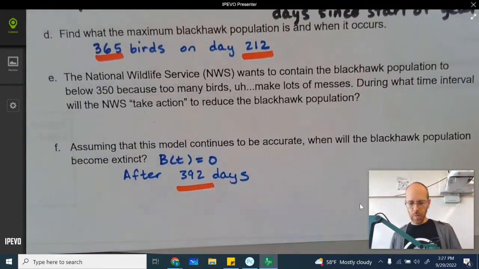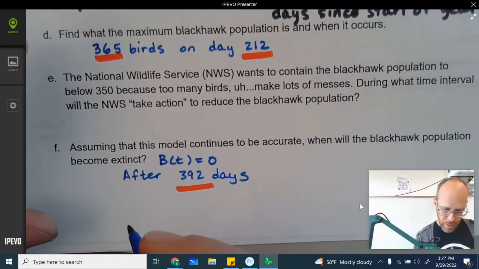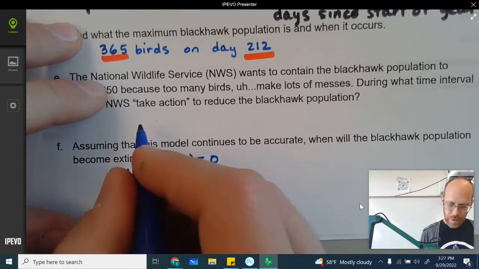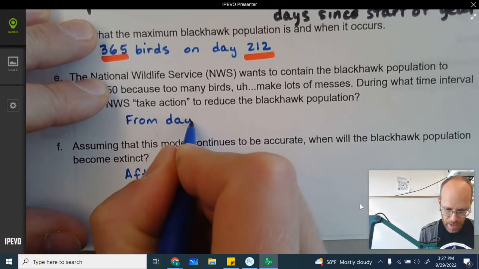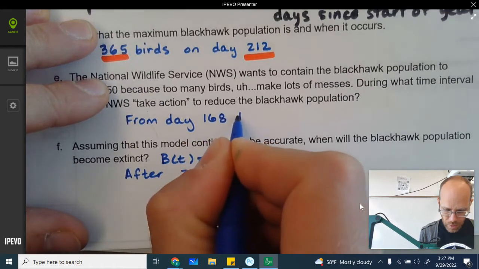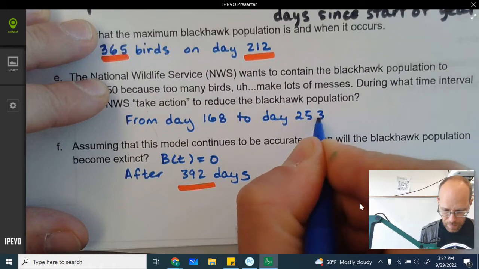So answer to question E. During what time interval will the National Wildlife Service take action? From day 168 to day 253.